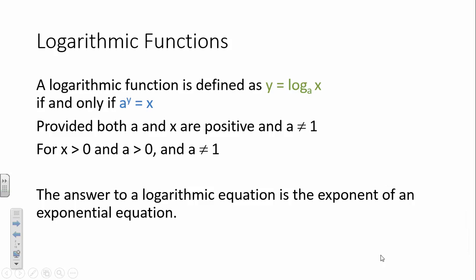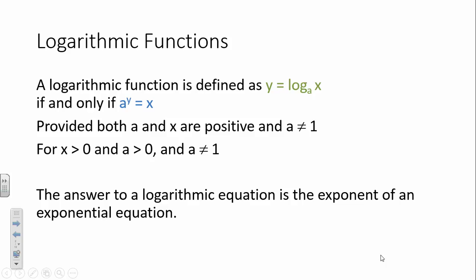So yesterday we talked about exponential functions. Exponential functions are functions that have an exponent that is a variable. So y equals a to the x was our exponential function yesterday. X was our power, it was our exponent in that function. Today we're going to talk about its inverse, which is a logarithmic function.